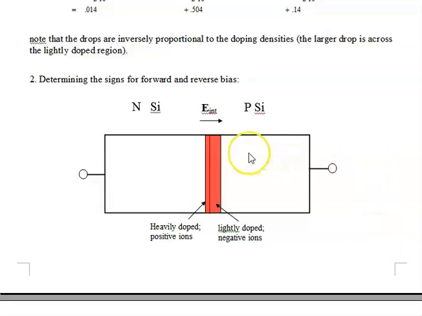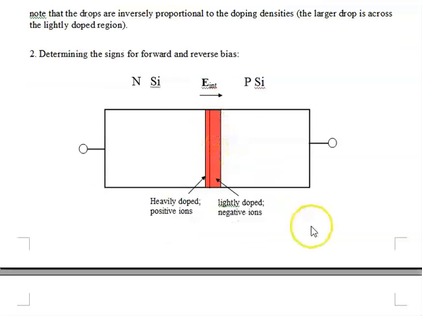Here, of course, we have the N-type, which is heavily doped, the P-type, which is lightly doped. The N depletion region has positive ions. These are the donor atoms that have given up an electron, become positive. The acceptor atoms have accepted an electron and become negative ions. So the internal field goes from plus to minus, and it is in the positive direction.